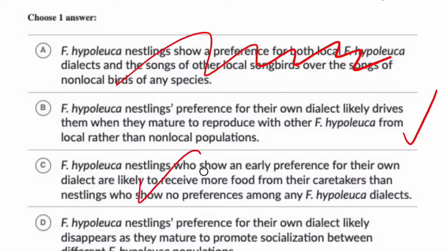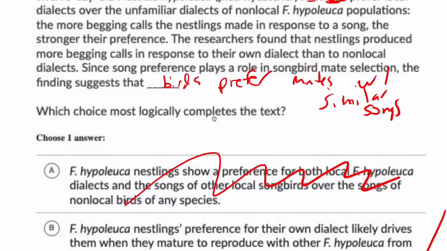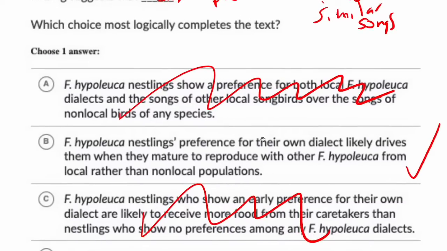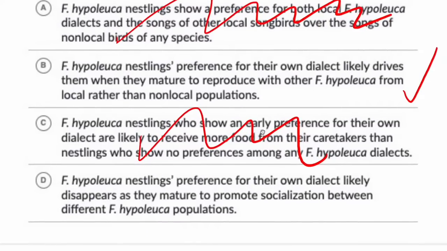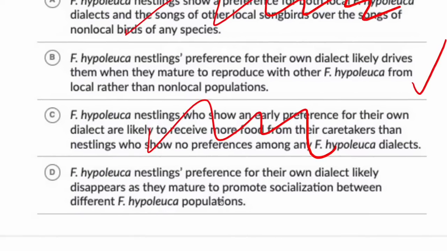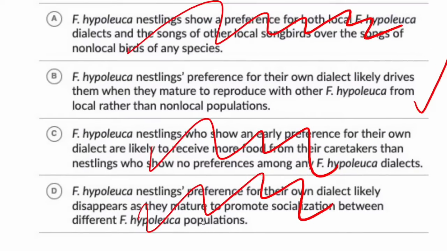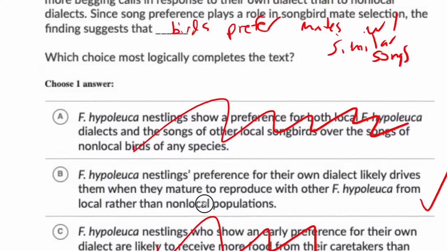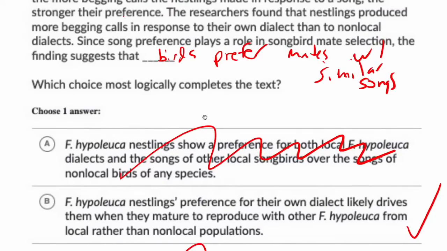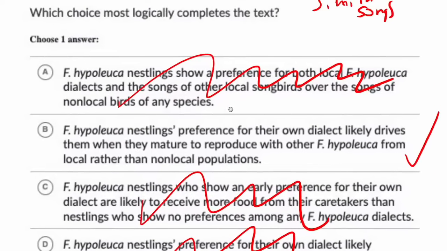C, no. We have to keep in mind the prompt. Since songbird preference plays a role in songbird mate selection, our conclusion needs to have something to do with mate selection. And that contradicts it. Why would you say that? I know they have to come up with wrong answers, but no, it would do the opposite of promoting socialization between different populations. It would reinforce the connections within a population. And so the answer to this one should be B.